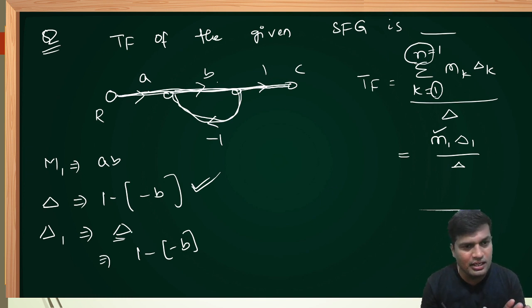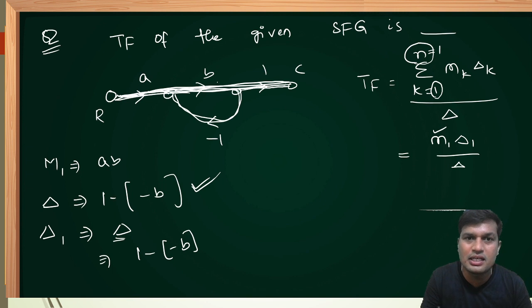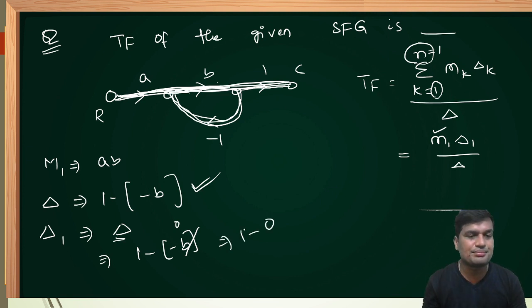Up to now, is everybody clear? Then how to calculate the remaining thing? Delta 1 is the same as delta by removing the touching loop gains to the first forward path. To this forward path, how many loops are touching? This loop is touching. Therefore, remove that loop gain. Hence, delta 1 is 1 minus 0, or simply 1. Suppose delta 2 is there here. How to calculate delta 2? Delta 2 is also calculated from delta by removing touching loop gains to the second forward path. Delta 3 is also the same as delta by removing touching loop gains to the third forward path.